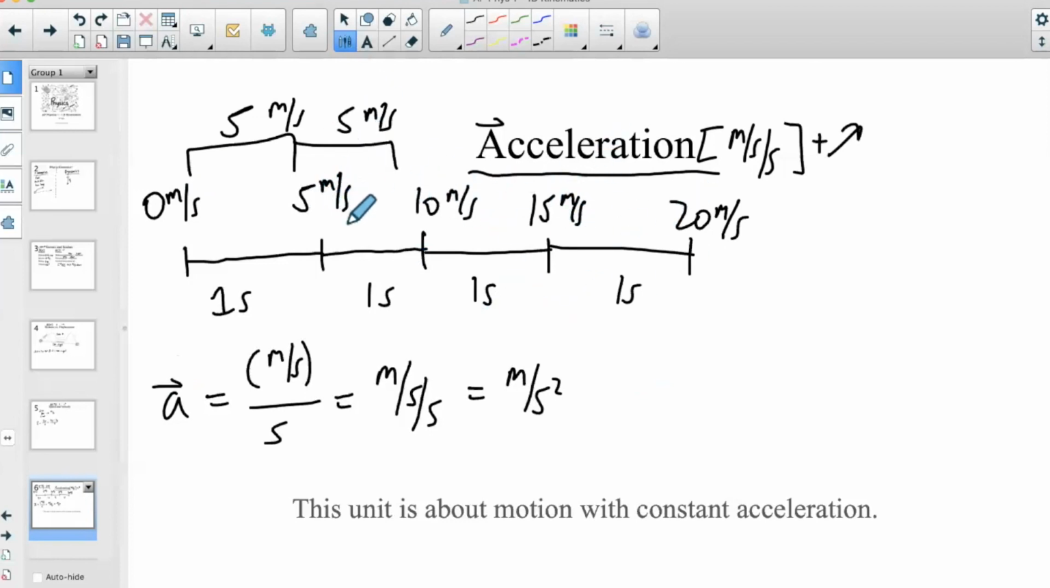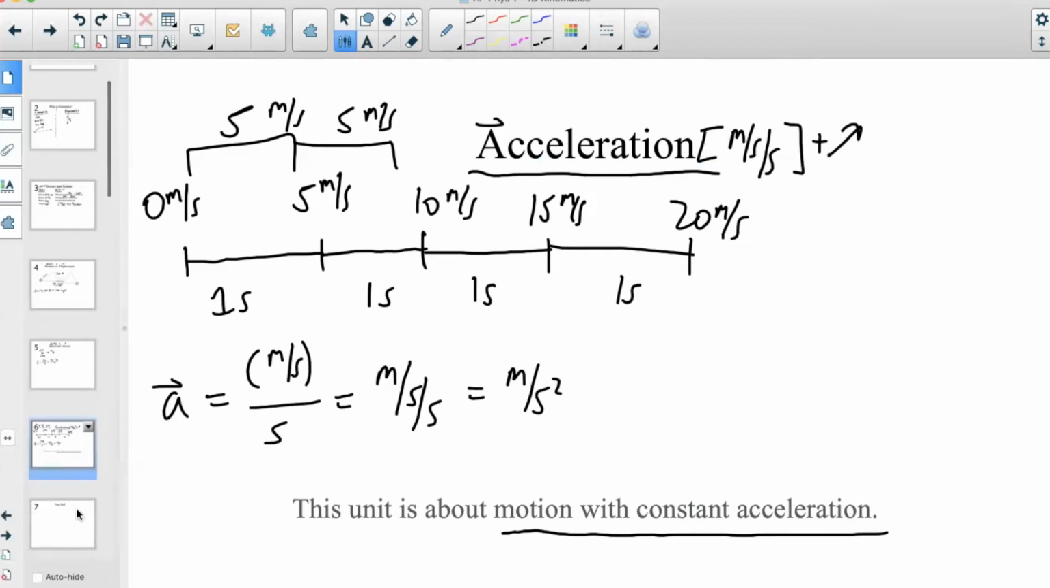And that's going to be the case with every question in this unit. So this is called motion with constant acceleration. There are cases in physics where this won't be the case. You'll have changing acceleration, like this will go from 0 to 7 to 10. Obviously not constant acceleration, but that's not something you have to worry about right now, so don't sweat it.